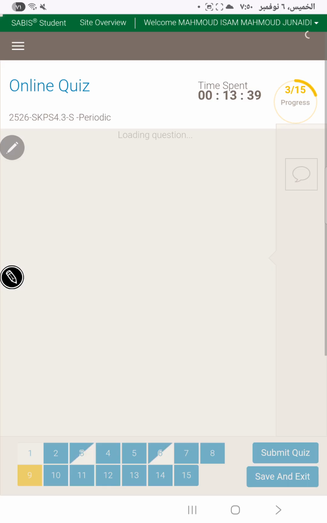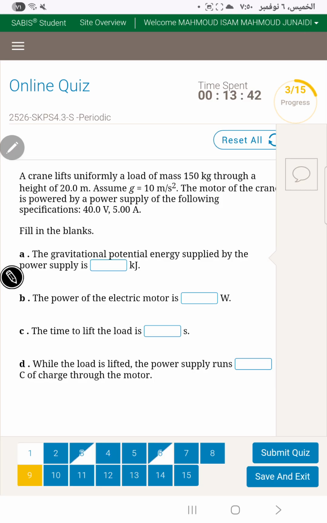Question number 9 now. A crane lifts uniformly a mass of 150 kilograms through a height of 20 meters. Assume G to be 10 meters per second squared. The motor of the crane is powered by a power supply of the following specifications. You are given the voltage 40 and the current is 5 amps.